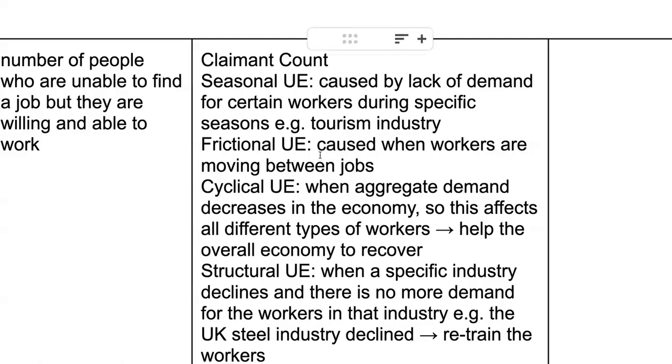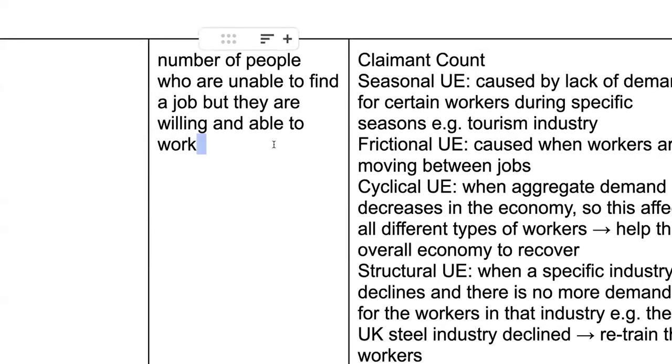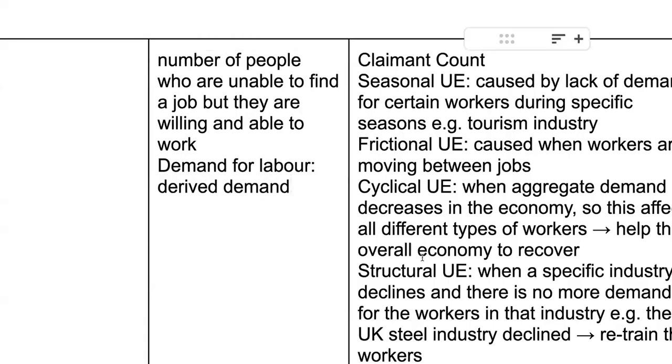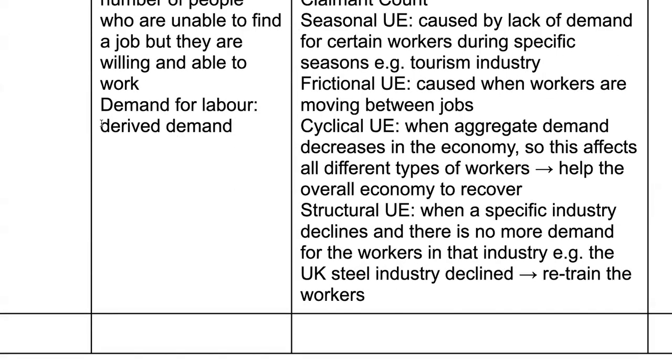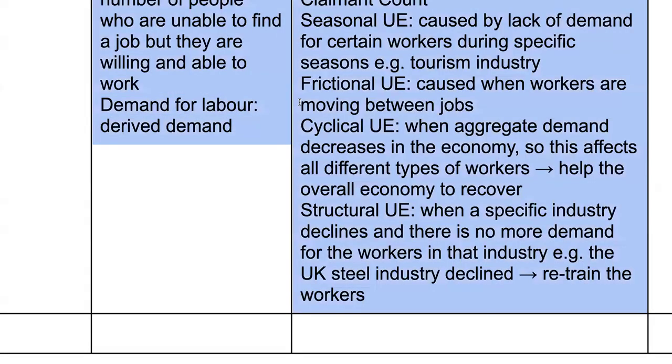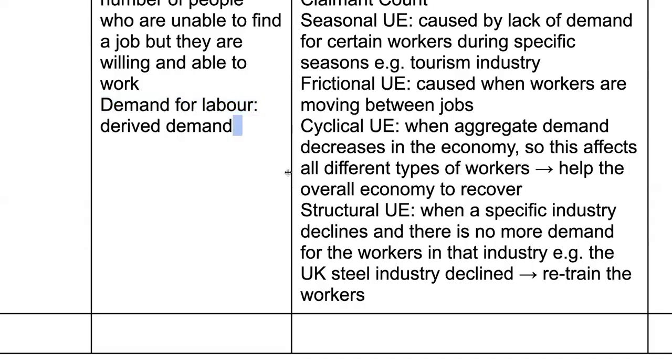And just a reminder as well that demand for labor is an example of derived demand. So in these cases of cyclical unemployment, it's as simple as there's no demand for goods and services because people can't leave the house. So there's not going to be demand for labor. We don't need to worry about this. We need to worry about this, and then this will fix itself. Okay, so if there's no demand for ice cream, there's not going to be any demand for ice cream workers.